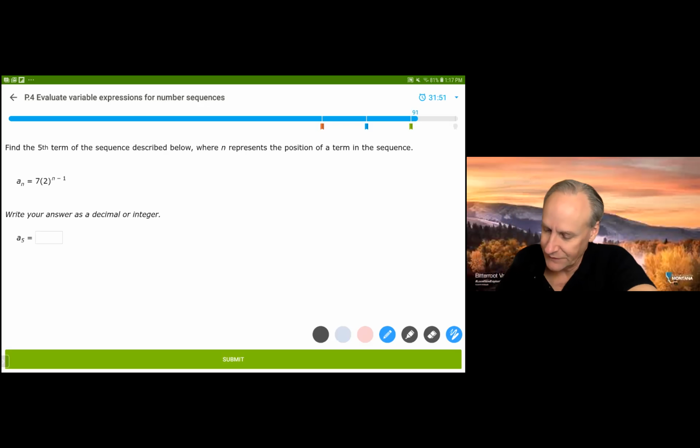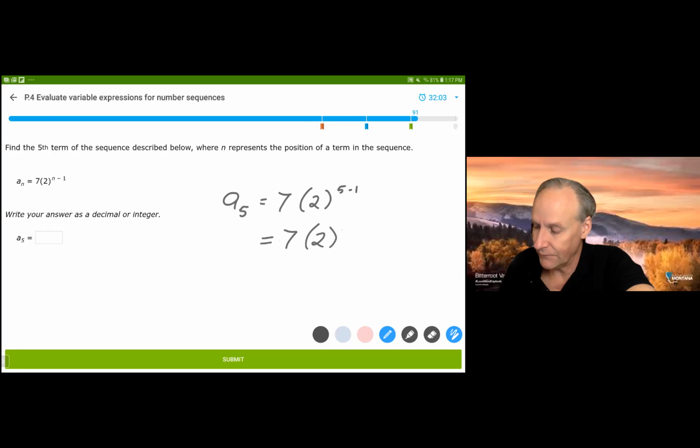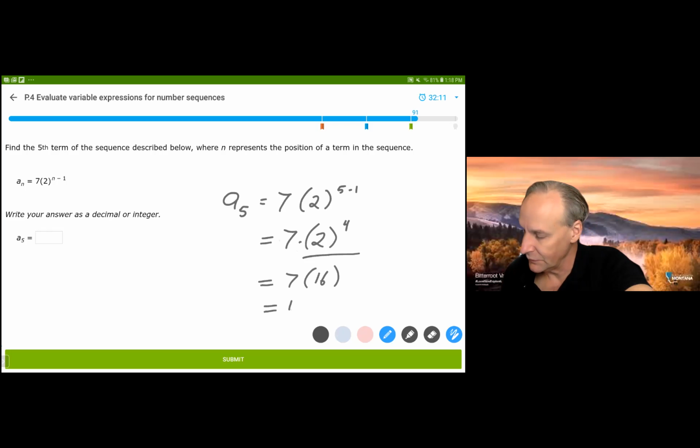Okay, explicit formula again. We want A5, the fifth term. So we have 7 times 2 to the 5 minus 1. That is 7 times 2 to the fourth power, which of course is 16. You do have to do the exponent first. That's 7 times 16. And that's going to be 112, isn't it?